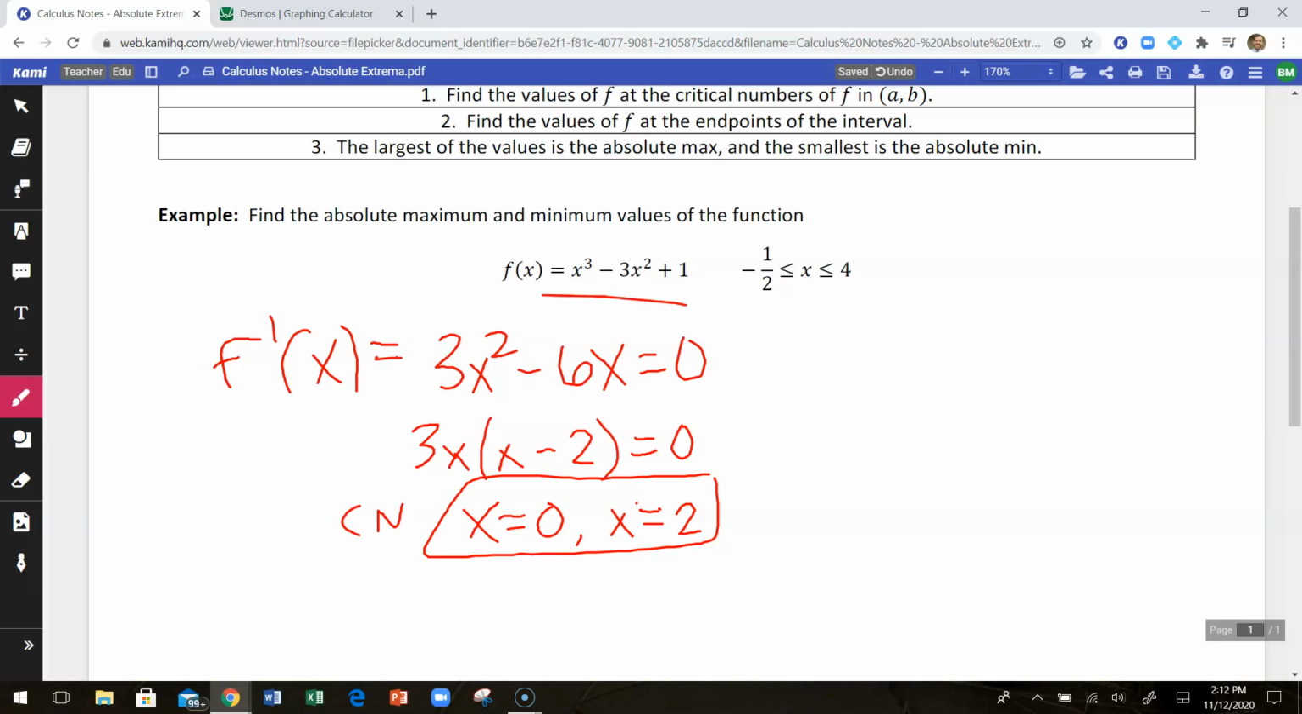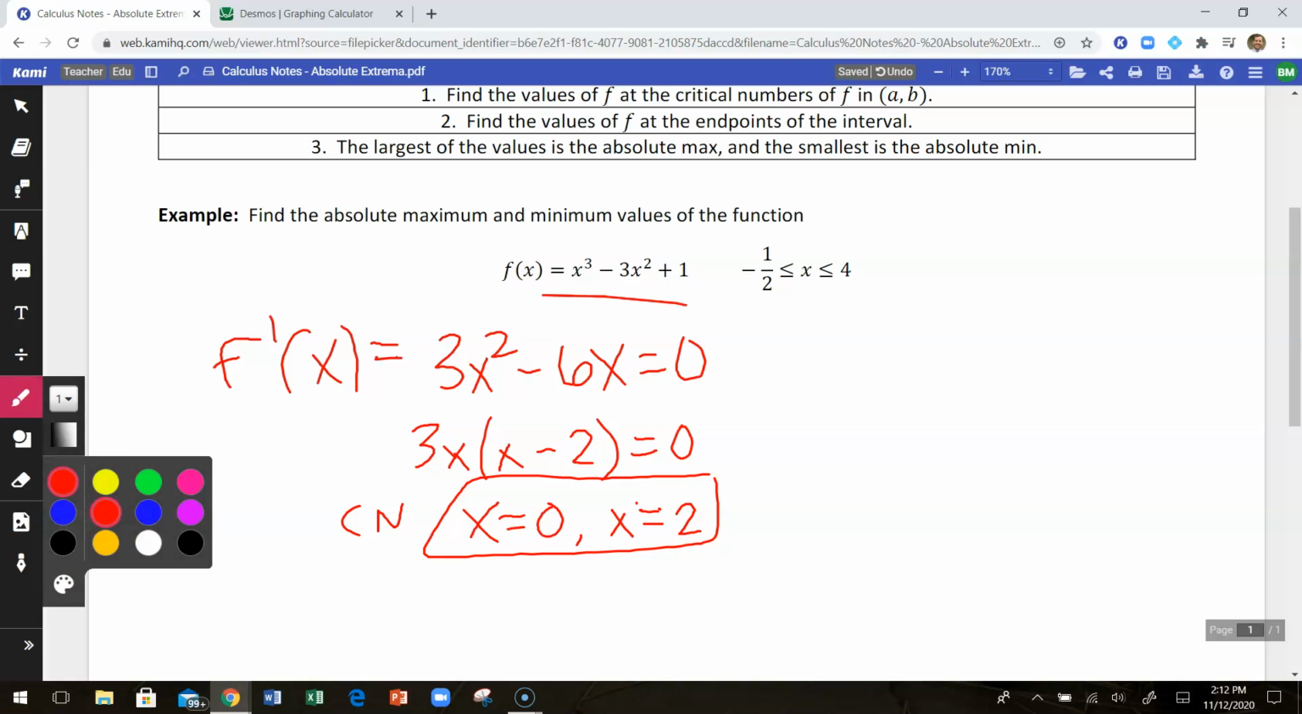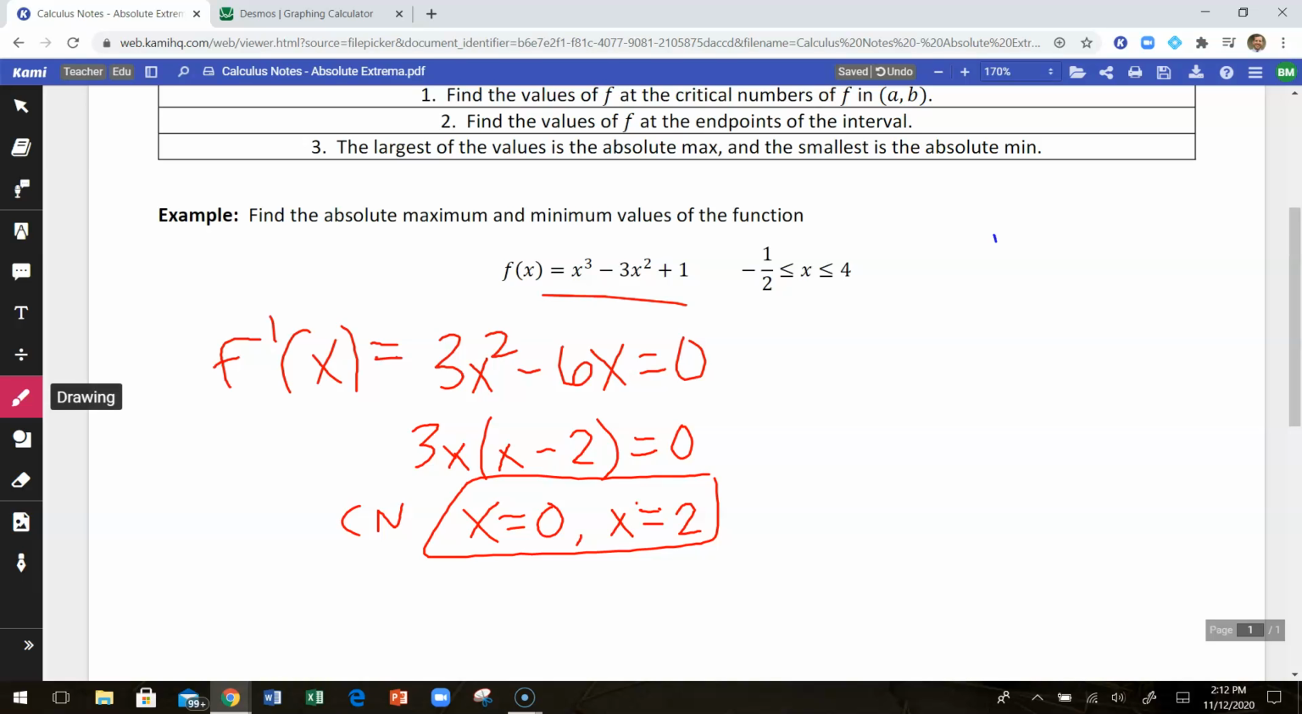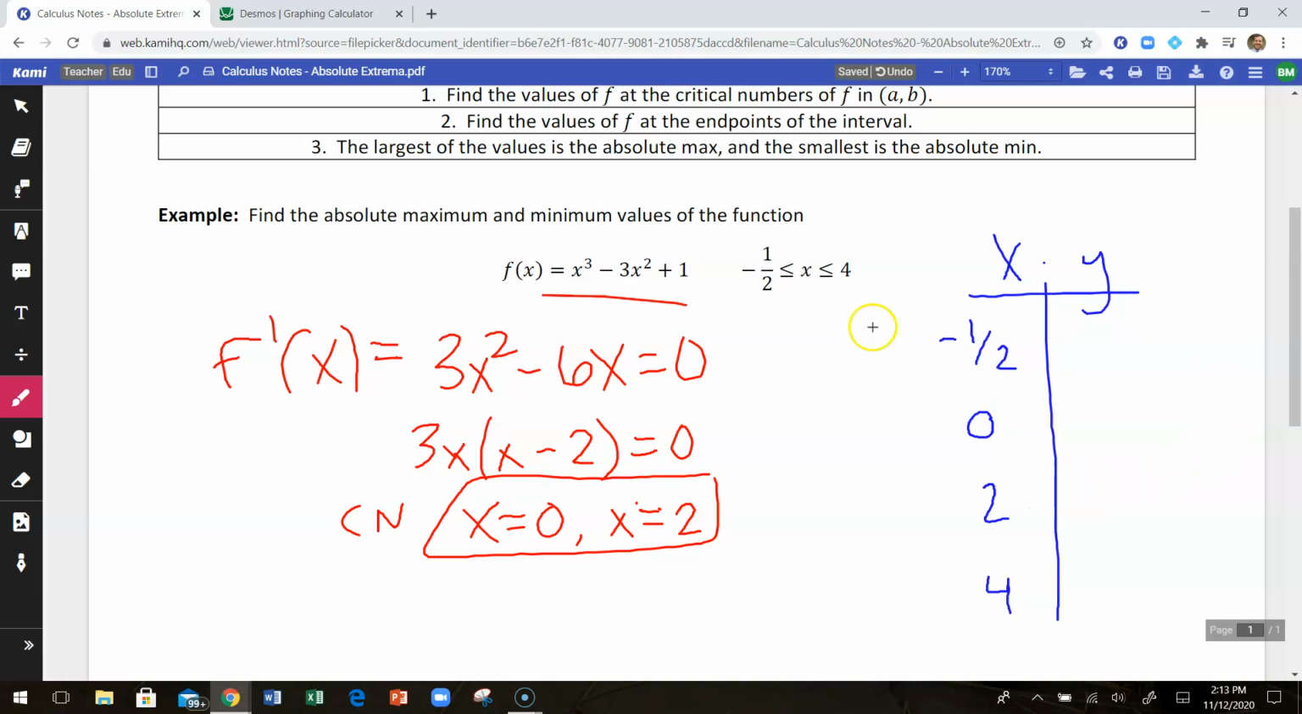What I'm going to do at this point in time is make an xy table, and the values that I'm concerned about are my critical numbers and my endpoints of my interval. So negative 1/2 is the first x that I'm concerned about, and then in order my critical numbers 0 and 2, and then the other endpoint of my interval, 4. Those are the only x values for this function where I can have an absolute max or an absolute min over this interval. It has to happen at the endpoints or at a critical number.